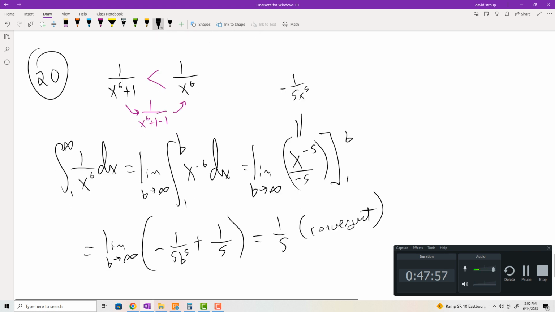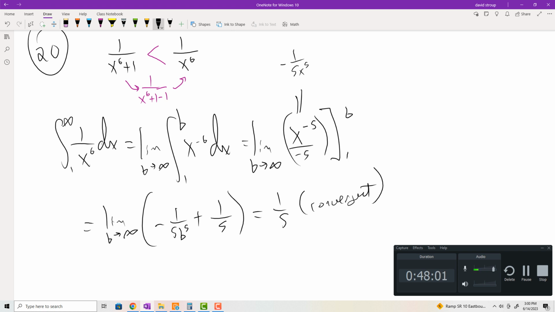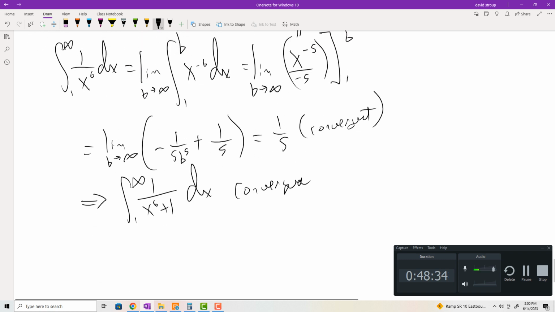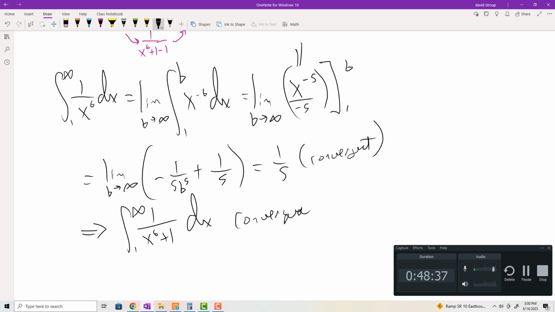So the inequality plus the convergence of the integral of 1 over x to the 6 from 1 to infinity implies that the integral of 1 all over x to the 6 plus 1 dx from 1 to infinity converges as well. Okay, so sometimes you won't be able to compute this other integral, right? But if you can establish this inequality, then integrate and determine the convergence of the introduced expression, then you can determine whether the original integral will converge or diverge.